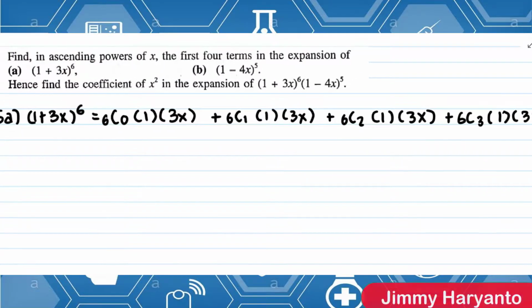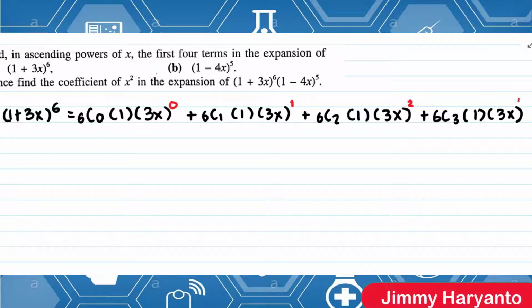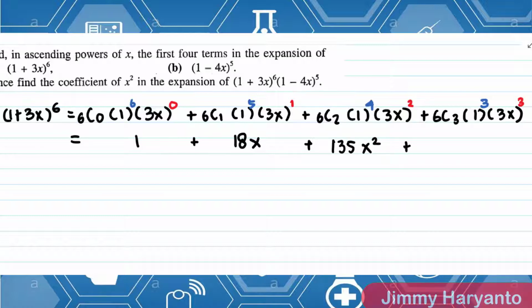So the powers of 3x will be 0, 1, 2, and then 3. And for the 1, it will be 6, 5, 4, 3. Okay, let's calculate it. For the first one, it will be 1, and for the second one it will be 18x. The third one, 6C2 times 9, 135x squared, and the last one will be 6C3 times 27, 540x cubed.